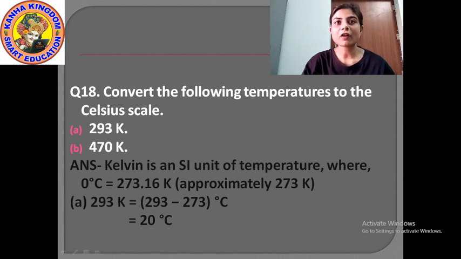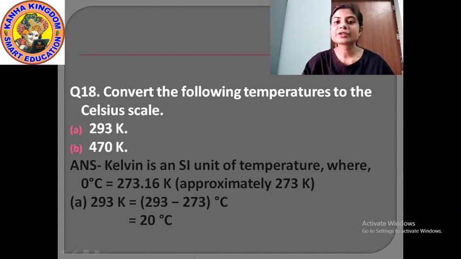So you have to convert the following temperature to the Celsius scale. That is, number A is 293 Kelvin, number B is 470 Kelvin. You have to change this Kelvin into Celsius. So 0 degree Celsius is equal to 273 Kelvin. Now you have to change into Celsius, that means you have to subtract. So number A, 293 Kelvin is equal to 293 minus 273. Okay, the answer will be 20 degree Celsius.